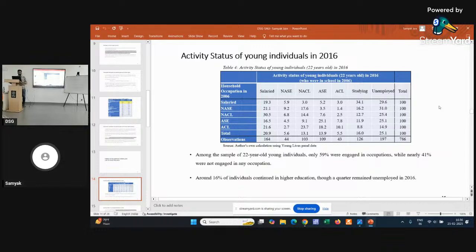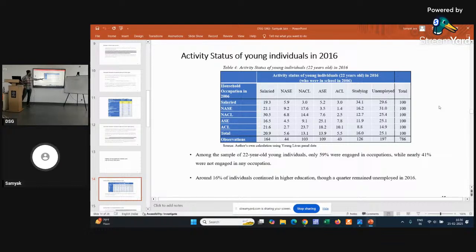Here, an interesting pattern to observe is that children from salaried as well as NACE backgrounds were able to continue in higher education to a much greater extent. If I look at the table broadly, those belonging to salaried and NACE occupations had a lower proportion of being in occupation. They were either continuing in higher education or were simply unemployed. What that means is these children might be in a more privileged position to wait for better occupational chances.